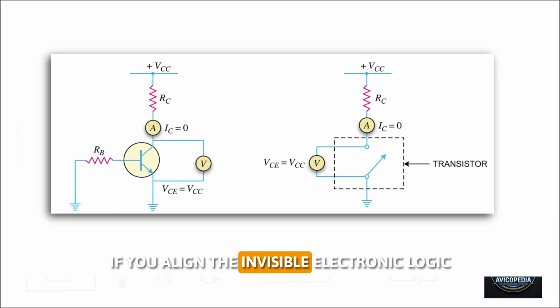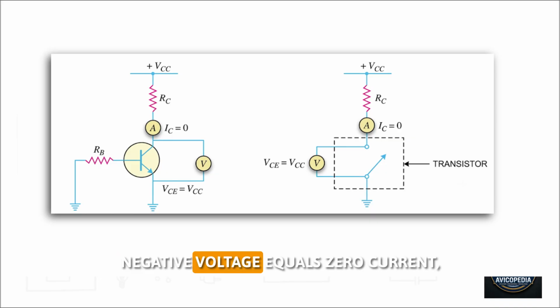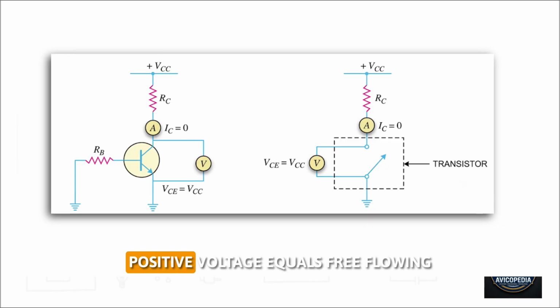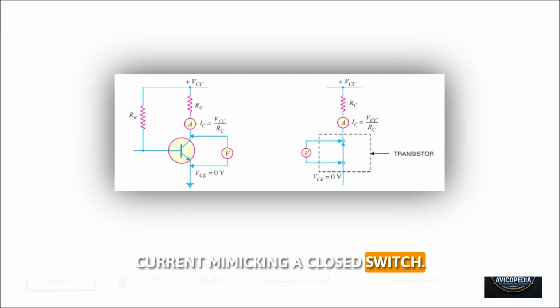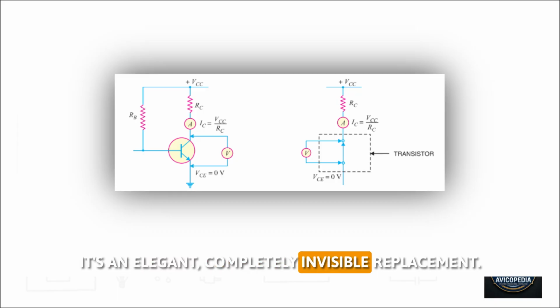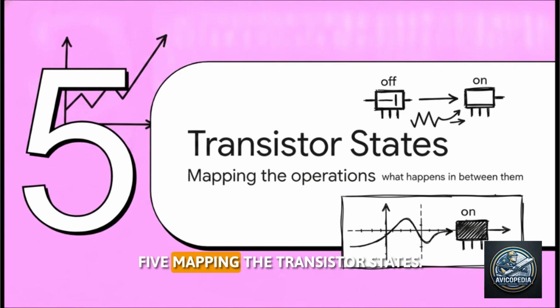If you align the invisible electronic logic right next to a physical switch, it really clicks. Negative voltage equals zero current, perfectly mimicking an open switch. Positive voltage equals free-flowing current, mimicking a closed switch. It's an elegant, completely invisible replacement. Finally, let's jump into Section 5, mapping the transistor states.